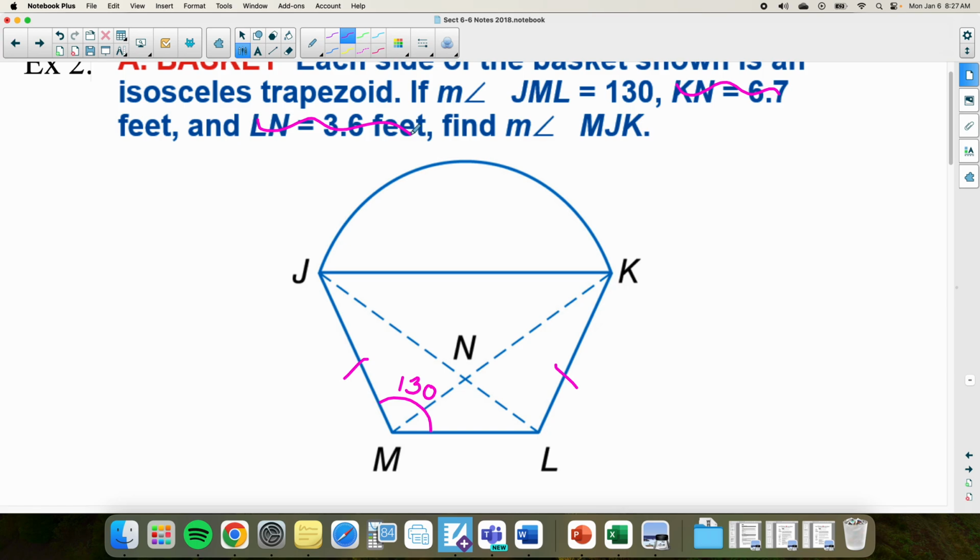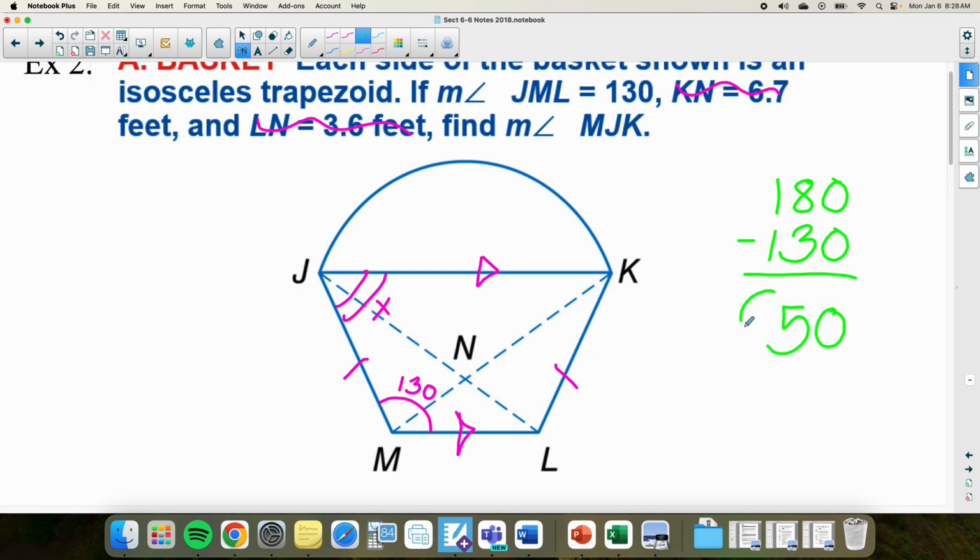And then it says, what is the measure of angle MJK right here? Do we know what that is? 50, right? Because these two are parallel, so those two are consecutive interior, and they add up to 180. So when we go to do this, our answer would just be 180 minus 130, which is 50. And of course, you don't have to show the work for that part.